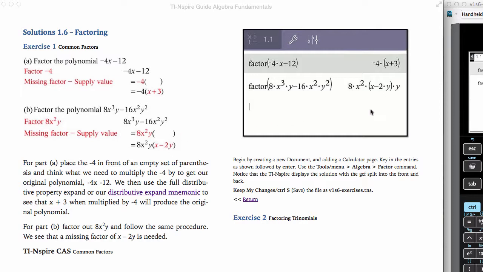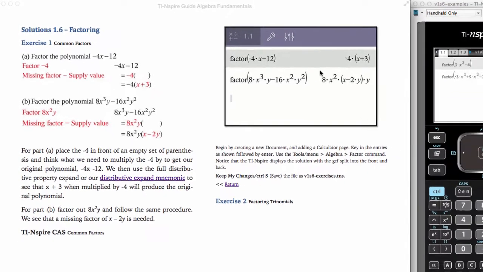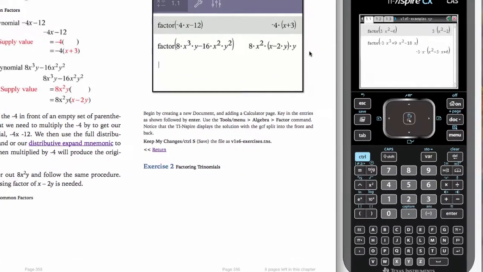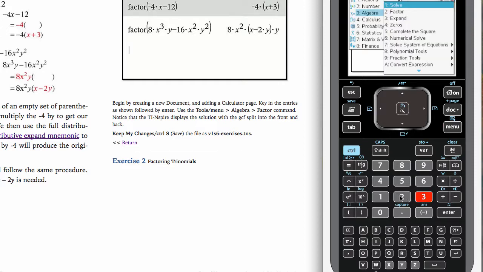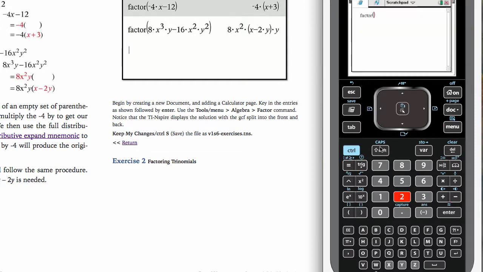Let's go ahead and take a look at this on the scratchpad screen, what's going on in the iPad. So let's take a look at factoring. We'll go over to our calculator, press the scratchpad, and go to menu. We'll go to algebra, and then the factoring option. Then we'll put in negative 4x subtract 12. Press enter, and we see we get the same answers we get on our iPad program.